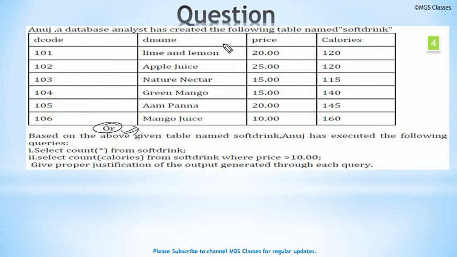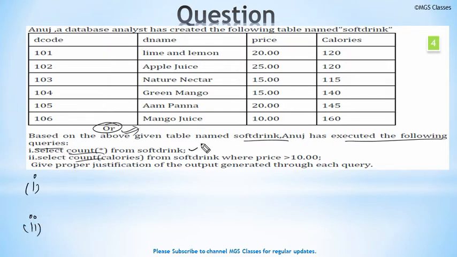So he is asking the same question in a little bit different way. Based on the above given table, soft drink, Anuj has executed the following queries. He has executed these two queries and he is getting different outputs. You need to first predict the output and then you need to justify these outputs.